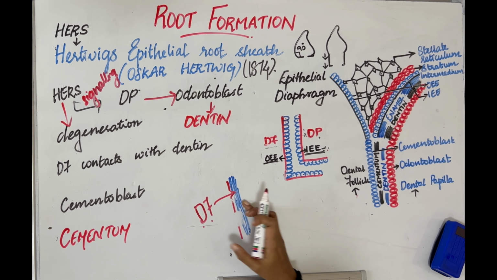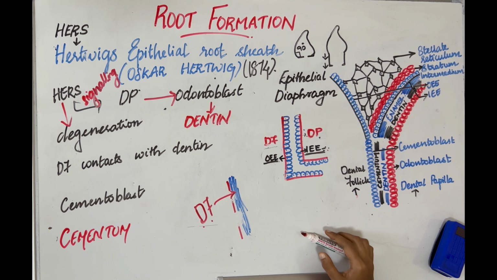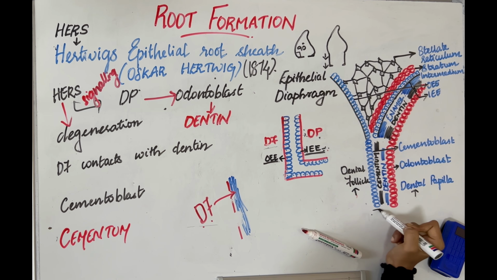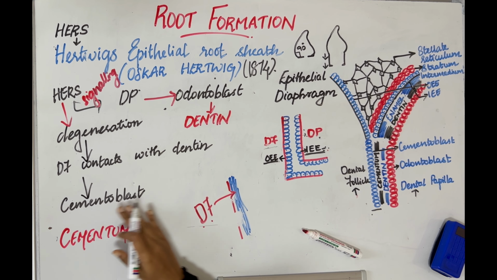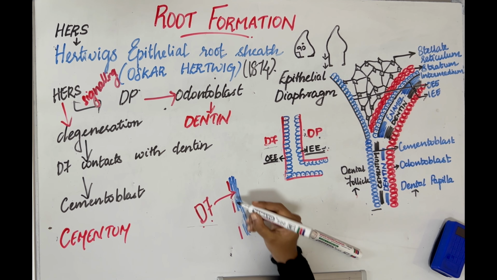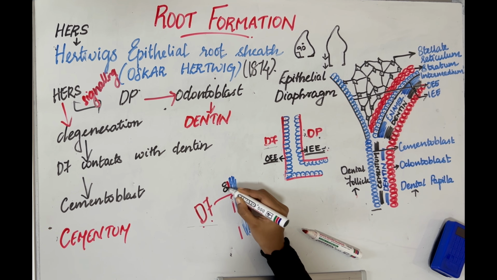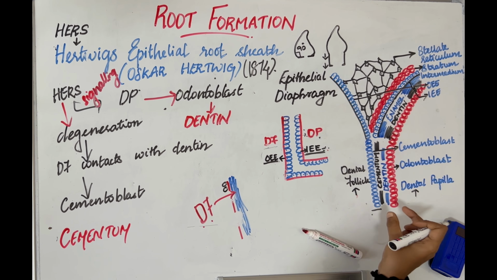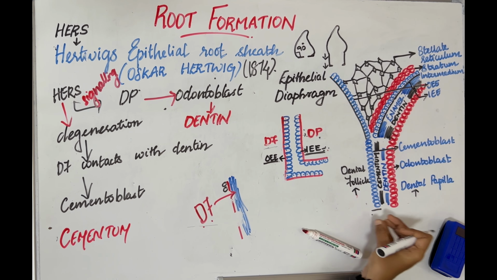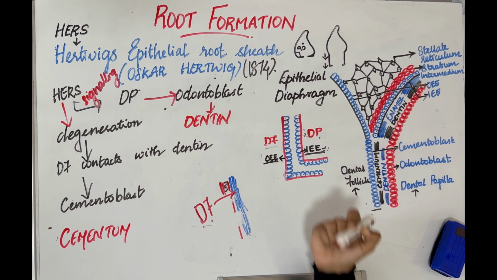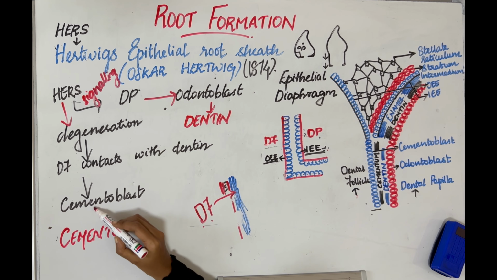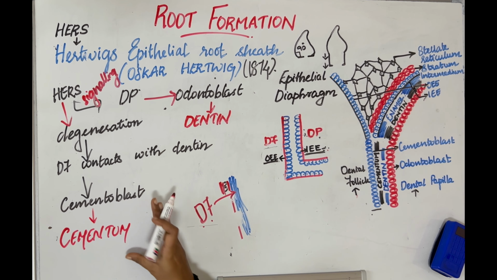When the dental follicle comes in contact with dentin, there will be formation of a new cell, the cementoblast. So what are cementoblast cells? They form cementum. And thus cementum formation occurs in this region. So that is how dentin and cementum are formed.